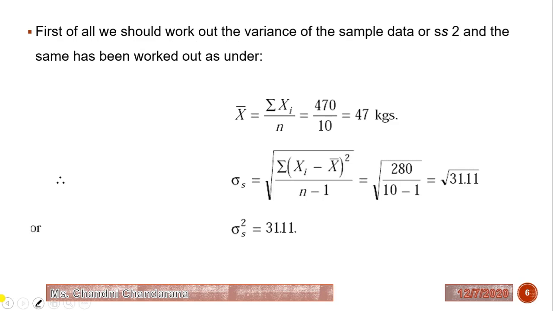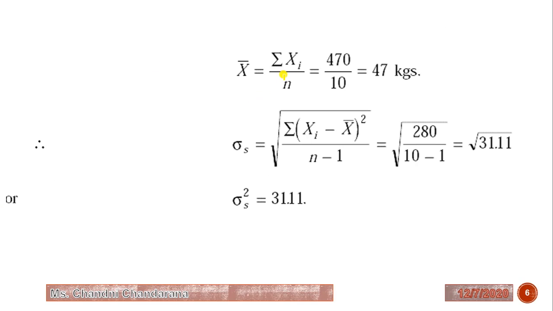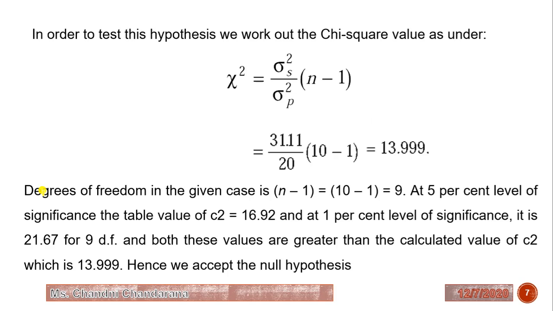After that we have to put that equation. First of all we have to calculate s². How can we calculate it? From this equation, as we know already, we first find x bar. After that we find σs, the standard deviation of the sample, and its square. After getting this, we have to put it in the equation, and we will get this value.